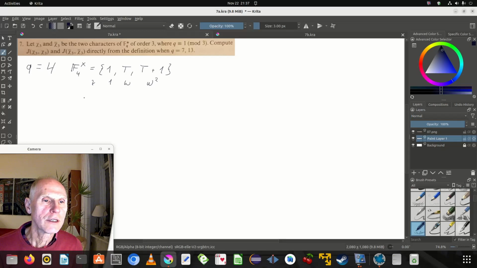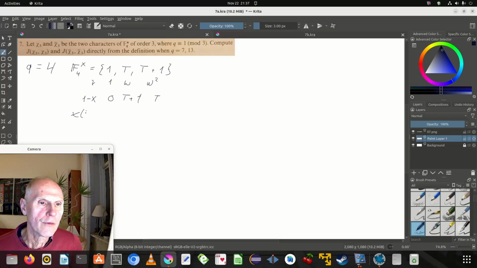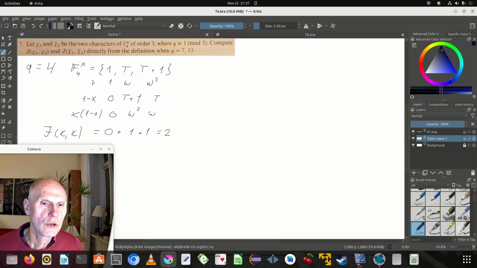And 1 minus the x value, naught gives t plus 1, and t gives naught, so chi of 1 minus x gives naught, omega squared, omega. So j of chi with chi gives naught plus unity equals 2, and that equals square root q. We know that the modulus of j will be equal to the square root of q. So that's why I'm checking that.